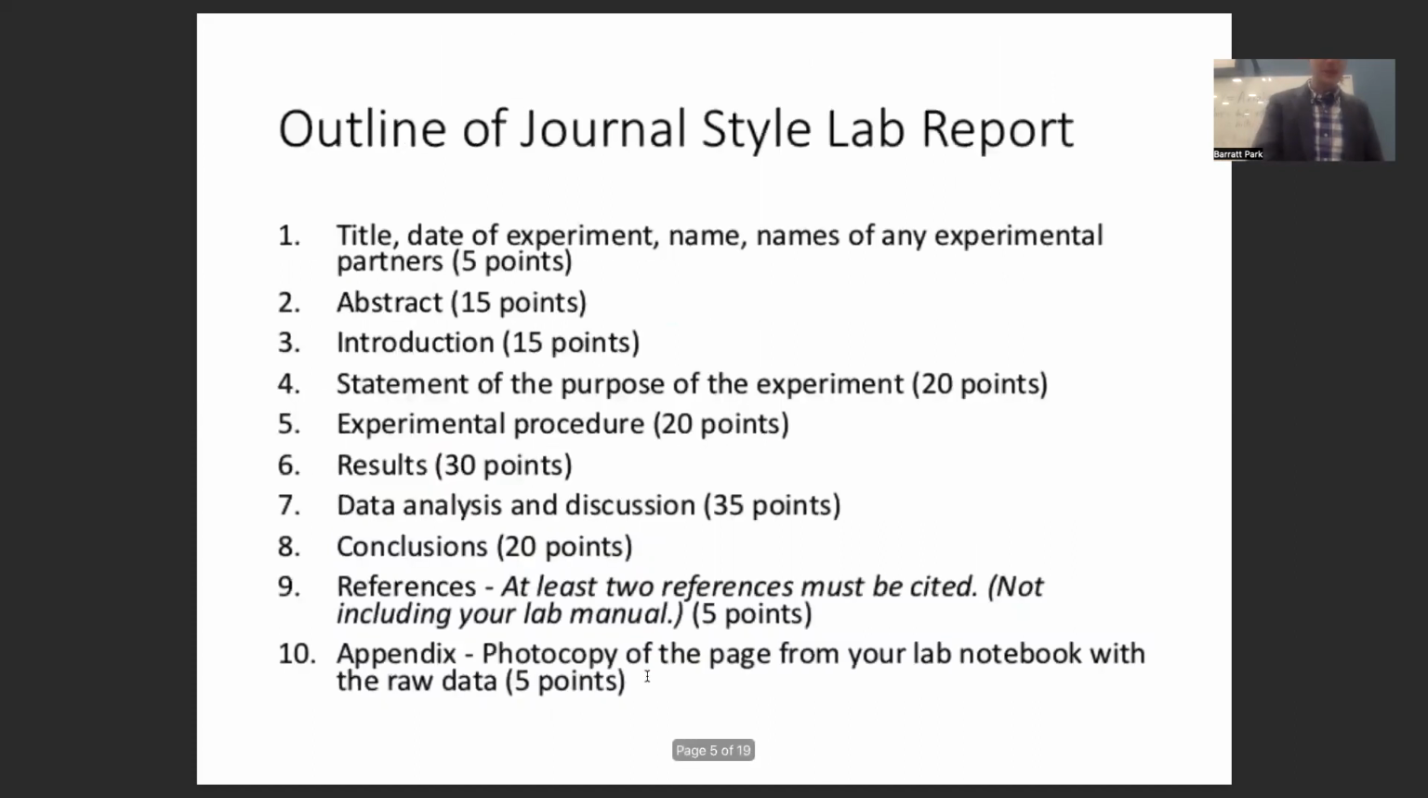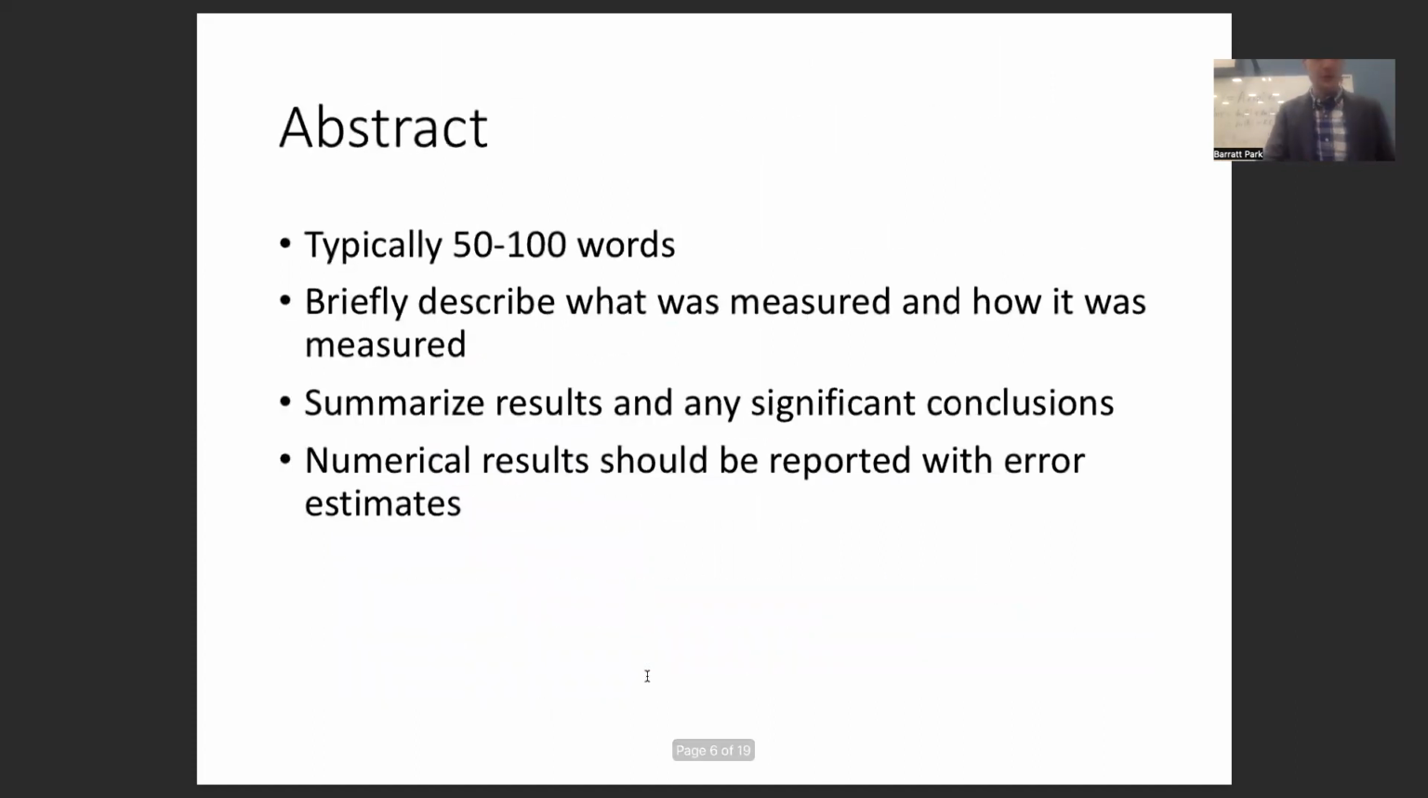Okay, so I'll just quickly go through this. An abstract doesn't need to be long. It's typically 1 paragraph, 50 to 100 words. You're going to briefly describe what was measured, how it was measured. You're going to summarize the results and the significant conclusions. If the purpose of your experiment was to report a specific value, you might want to put that value right in the abstract so that people know, this is the most important thing that we did. We measured this value. This is what we got.